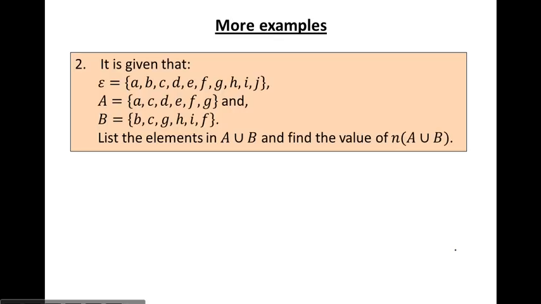Let's look at one more example. It is given that the universal set contains these elements: A, B, C, D, E, F, G, H, I, and J. A is a set that contains the elements A, C, D, E, F, and G, and B is a set that contains the elements B, C, G, H, I, and F. You are asked to list the elements of A union B and find the number of elements for A union B. Please pause the video for 30 seconds as you work out the questions.